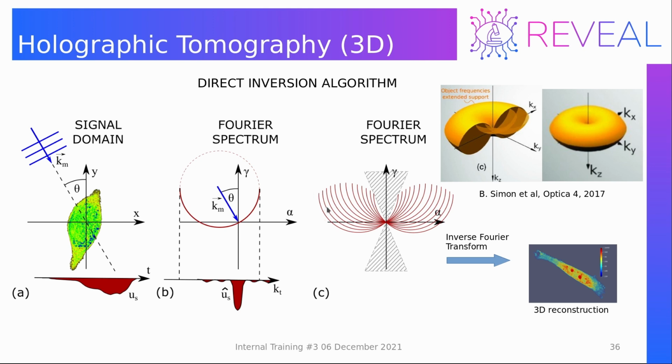When you fill your spectrum, the next step is to calculate the inverse Fourier transform of this matrix here. As a result, you get your 3D tomographic reconstruction that carries information about your biological sample in 3 dimensions. This method that I described here is called the direct inversion algorithm. It is the most simple, the most basic method in holographic tomography processing, but it is very popular.